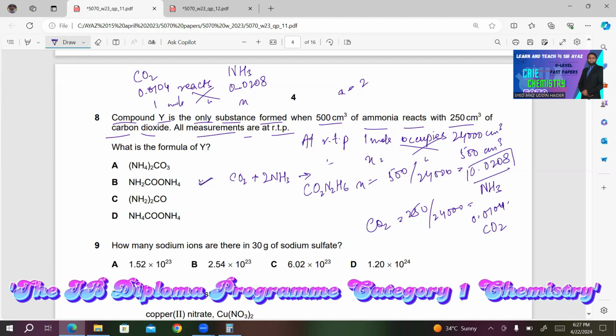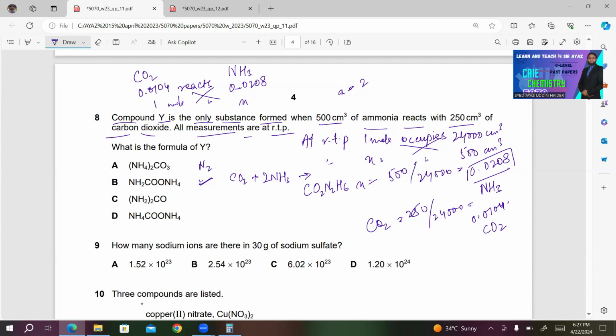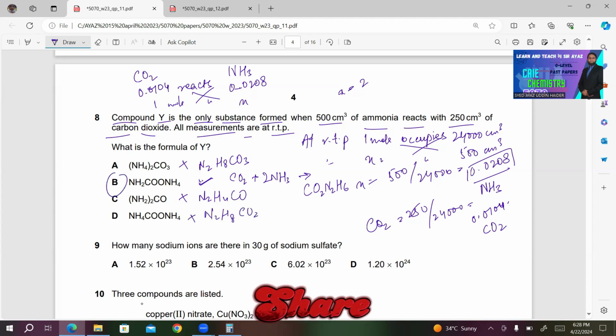So this looks correct to me. What about A? In A, we have N2, H8 and CO3. So this is incorrect. What about C? In C, we are having N2, H4, CO. This is also incorrect. Last one, N2, H8, CO2. This is also incorrect. So B must be the right answer.